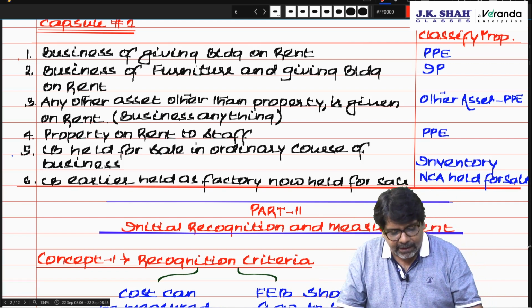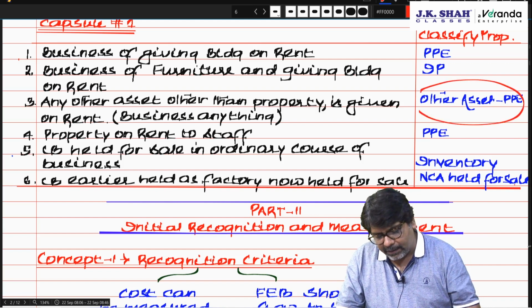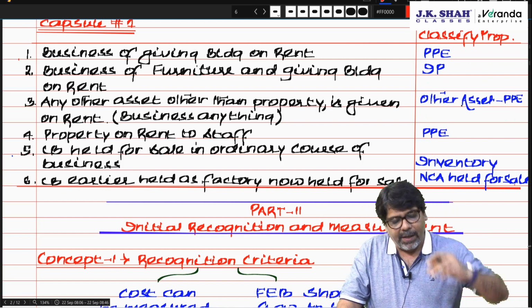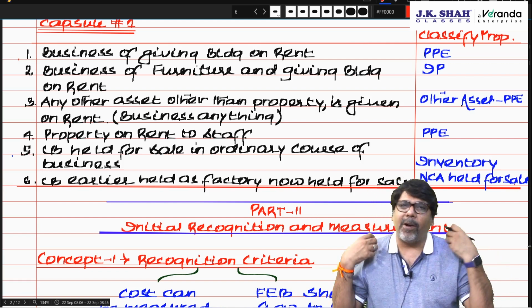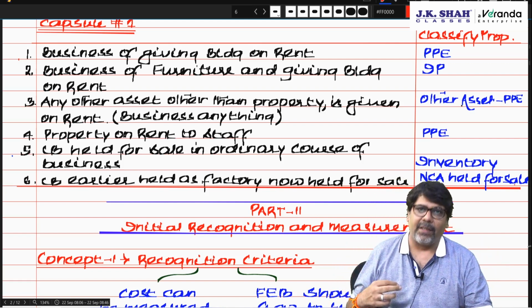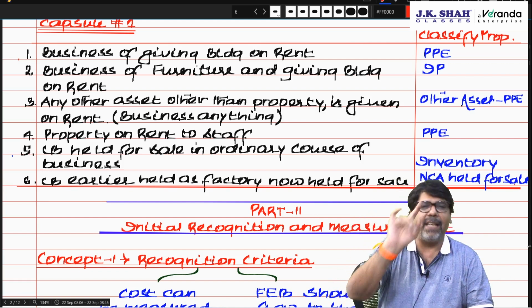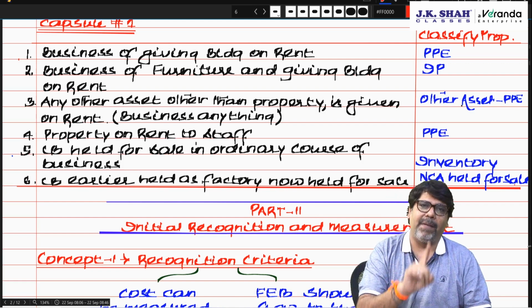Any asset other than property that is given on rent should be treated as PP. Any asset other than land and building which I am giving on rent, my business can be anything. For example, I am a teacher, but I have got a JCB machine also which I am giving on rent, then that JCB machine would be treated as my PP, except land and building.